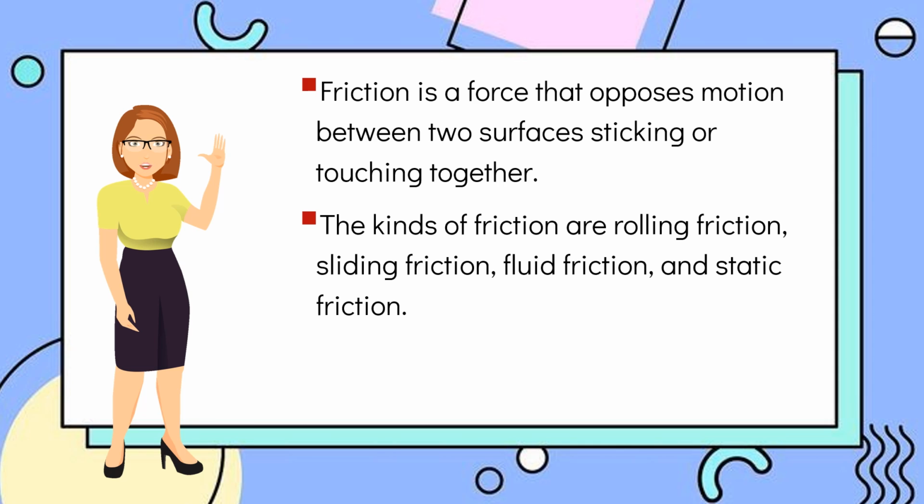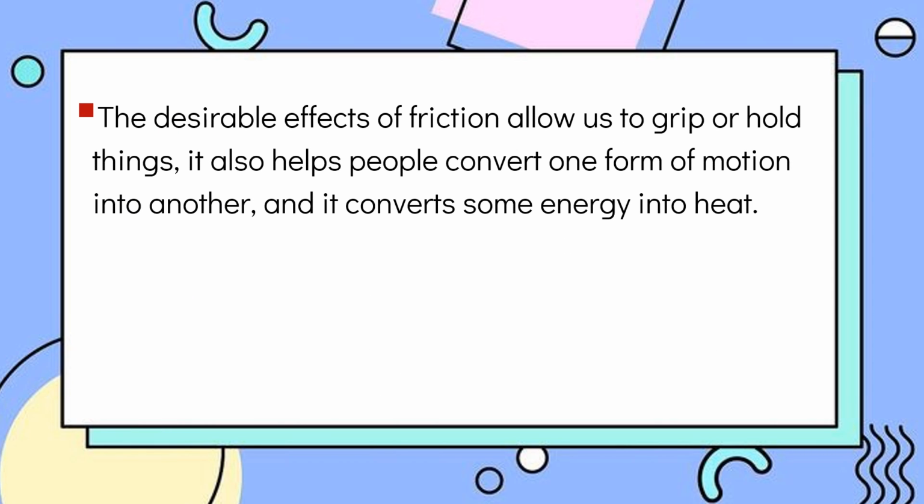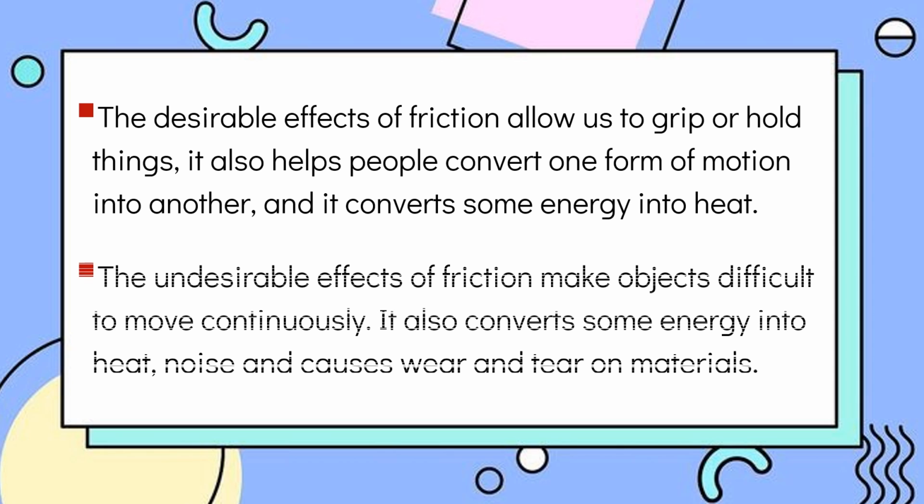The kinds of friction are rolling friction, sliding friction, fluid friction, and static friction. Friction has desirable and undesirable effects. The desirable effects of friction allow us to grip or hold things. It also helps people convert one form of motion into another, and it converts some energy into heat. The undesirable effects of friction make objects difficult to move continuously. It also converts some energy into heat, noise, and causes wear and tear on materials.